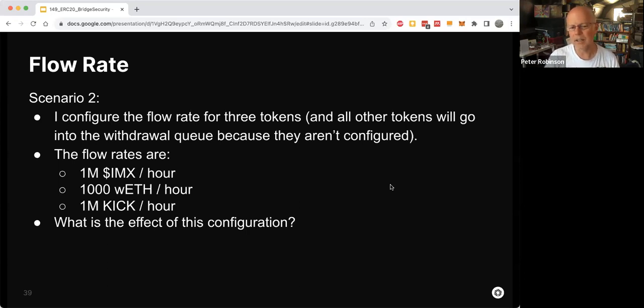And it would be a way of forcing normal withdrawals of IMX and wrapped ETH to go into the withdrawal queue. So you've got to be really careful about which tokens you configure, because if you configure a token that has really high price volatility or is really, really cheap, or of uncertain value, it makes it very complicated because an attacker could use that token.